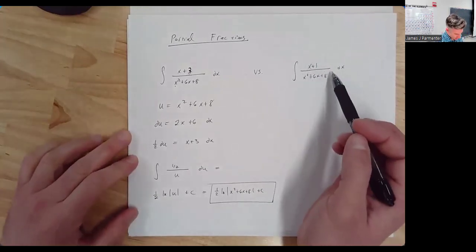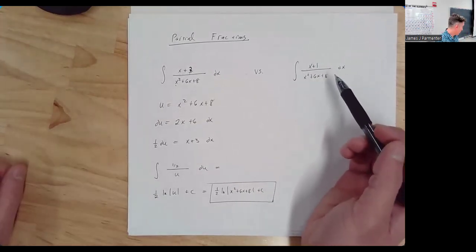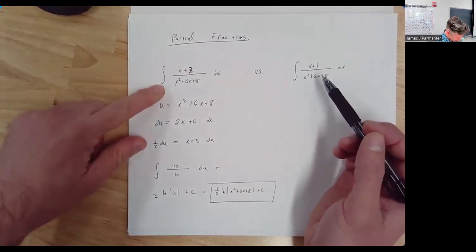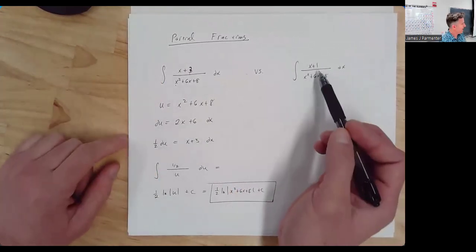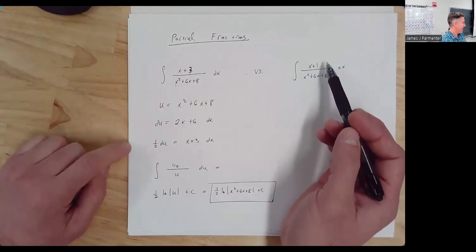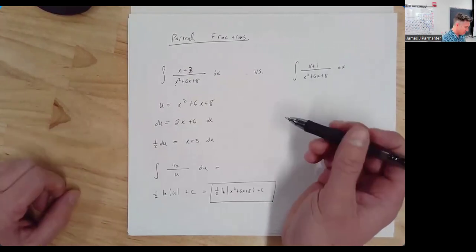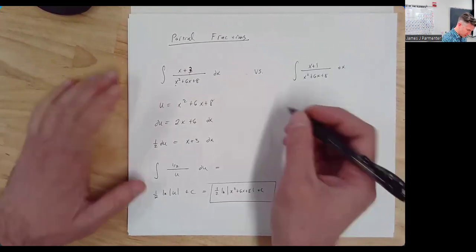So here, the u sub is not going to work, because we can see that if we pick u equal to the bottom, the du would be x plus 3, and we're just not quite there. And we can't just add on 2 and make it what we want it to be. So here we do have to use partial fractions.